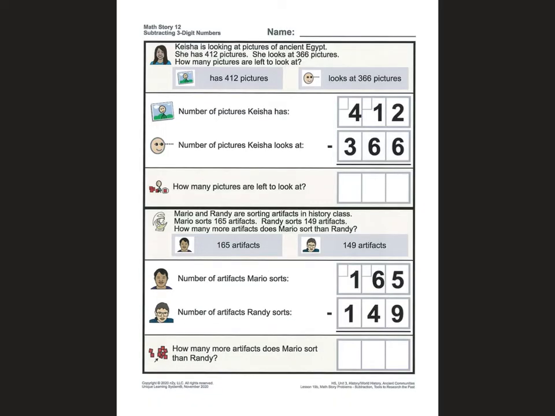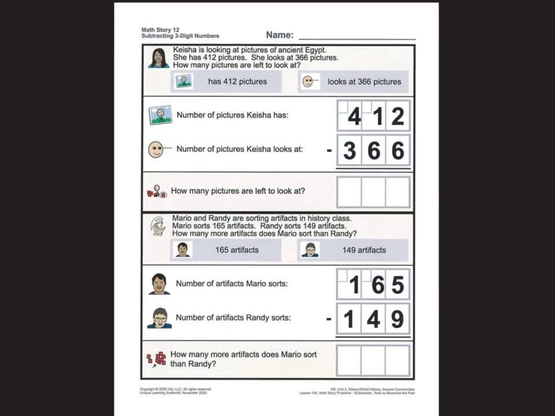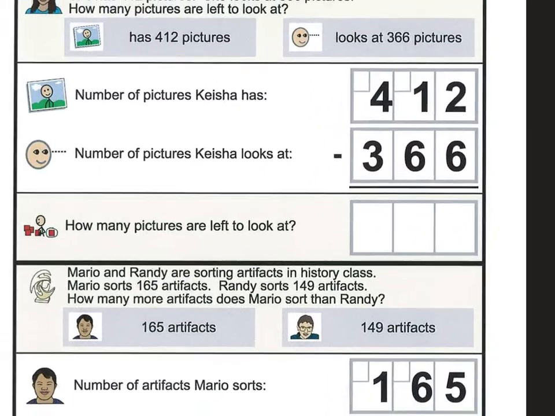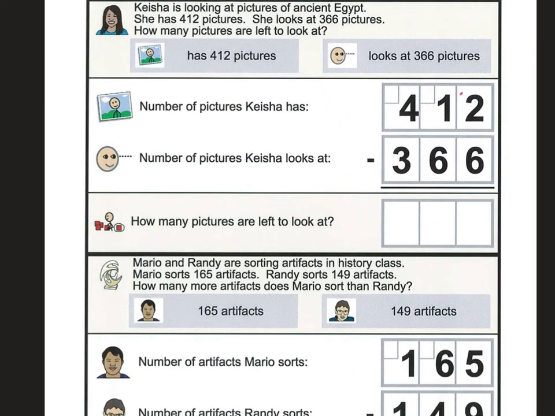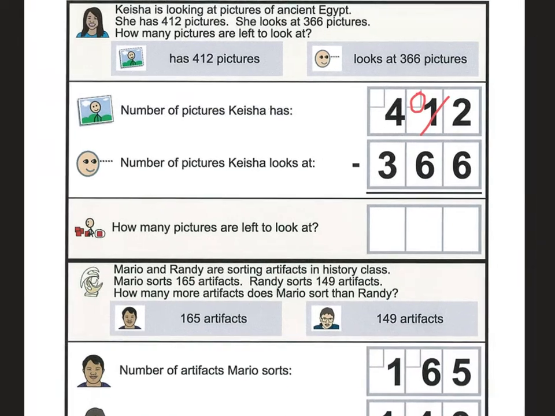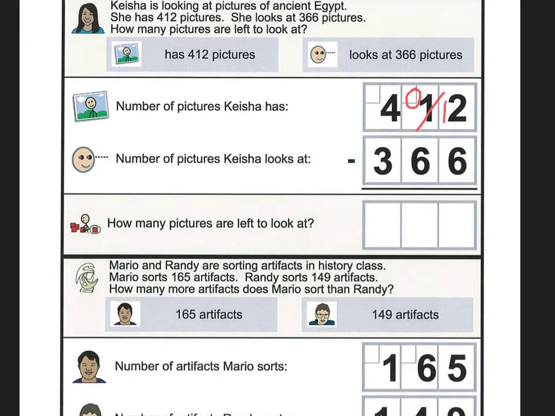Keisha is looking at pictures of ancient Egypt. She has 412 pictures. She looks at 366 pictures. How many pictures are left to look at? You cannot do 2 take away 6, so you borrow from the 1. 1 less than 1 is 0. You take the 1 that you just borrowed and put it in front of the 2. That number is now 12.